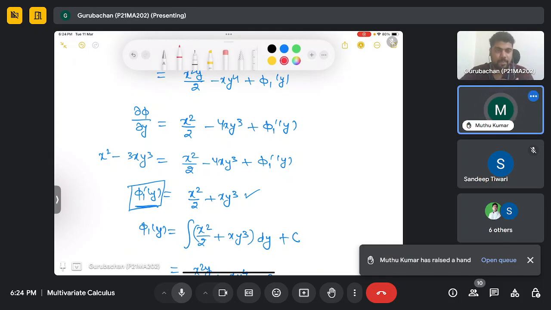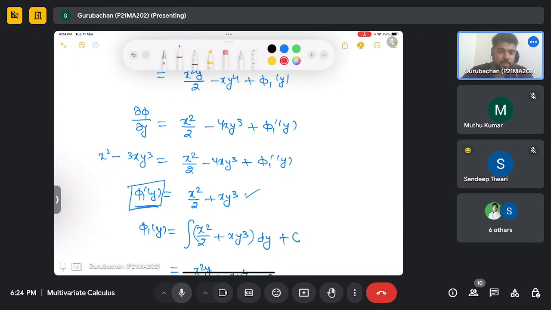Muttu Kumarji, let me explain the things in my way. Then after that, you can get your conclusion as it is. Sandeep ji, please don't react like this, please.